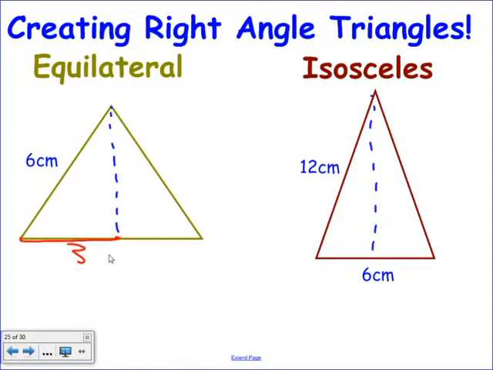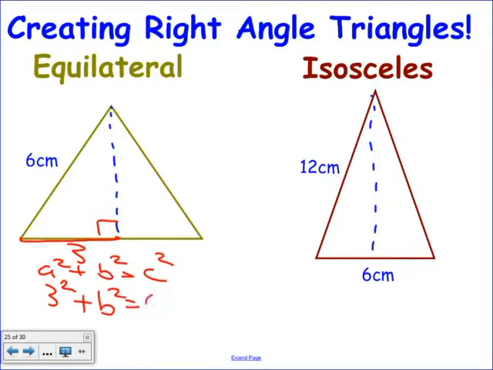So what can you work out on this dotted line? How can you work it out? By doing the same thing. Because I've got a right angle there, I've created a right angle triangle. So let's do it. We've got a squared plus b squared equals c squared. 3 squared plus b squared equals 6 squared, because the 6 is the hypotenuse. Yeah? That's how you solve it.